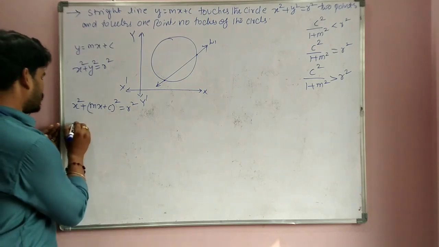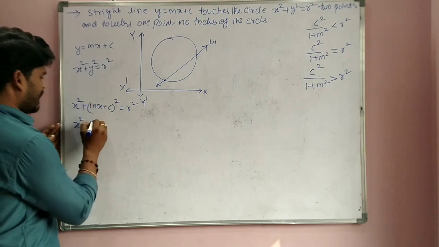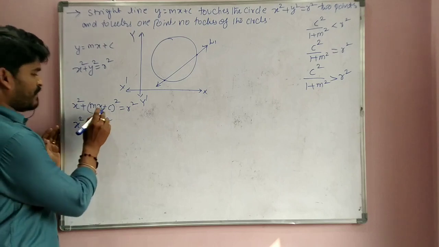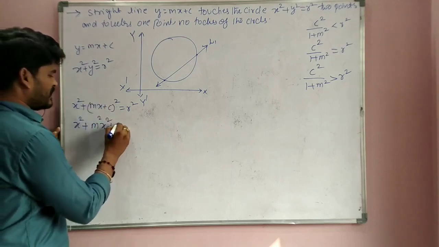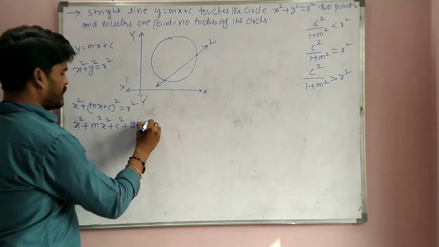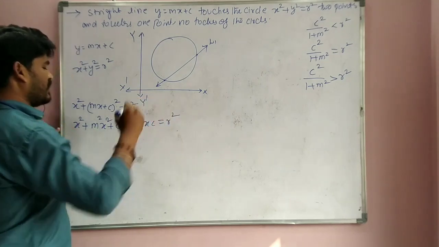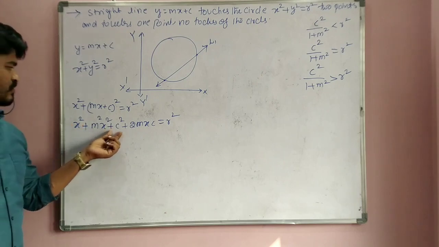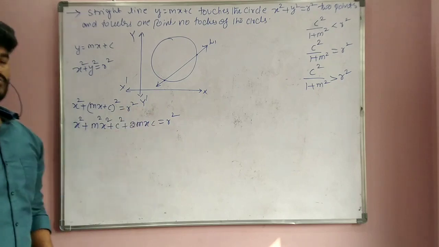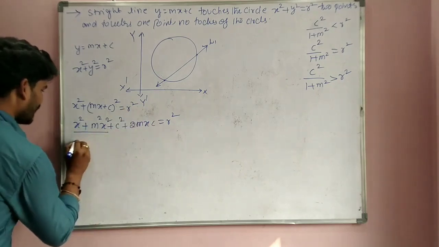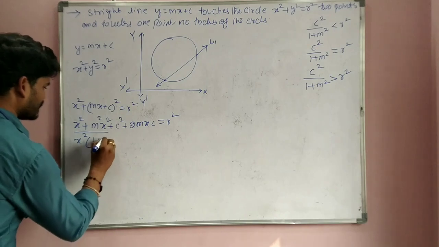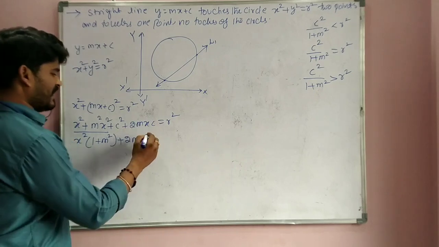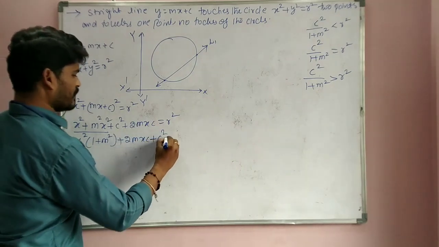Right. Next one, x square plus m square x square. Next, (a plus b) whole square, we are using this formula: m square x square plus c square plus 2mxc is equal to r square. x square plus m square x square plus c square plus 2mxc is equal to r square. In these two terms, x square is common, we will get (1 plus m square) x square plus 2mxc plus c square minus r square.